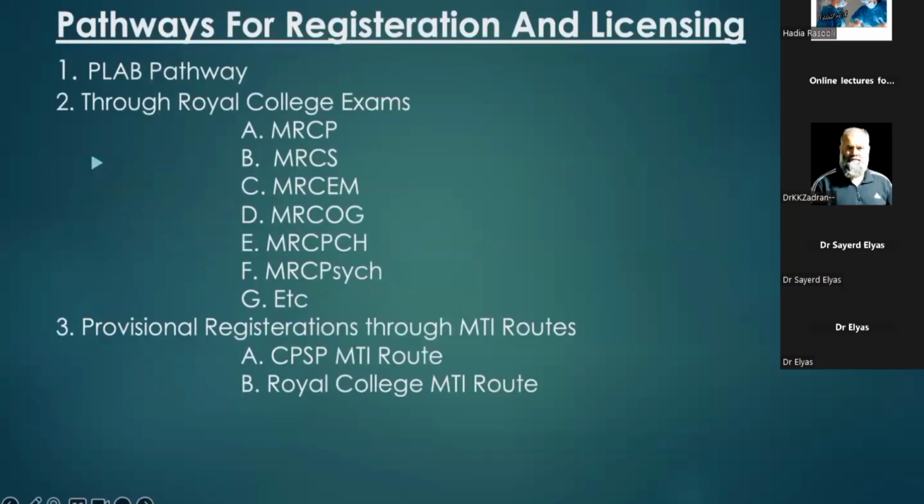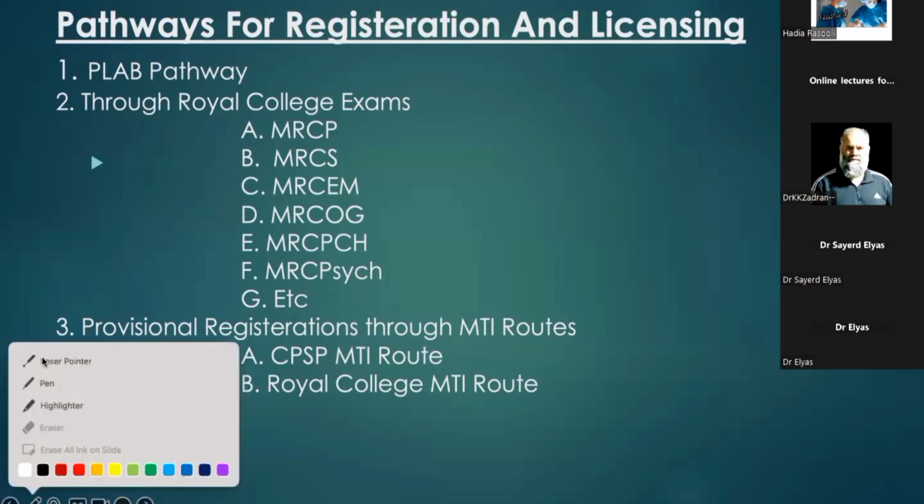Okay, so there are various pathways through which we can get registered with this medical council, and we can get the license to practice. All right. The first pathway, which we are going to talk about today in detail, is the PLAB pathway. The PLAB pathway is for the junior doctors, for the senior house officer level doctors. The other pathways, I'm also going to briefly talk about, because some of the participants might be at senior level, and they can pursue these other pathways for registering with the medical council.